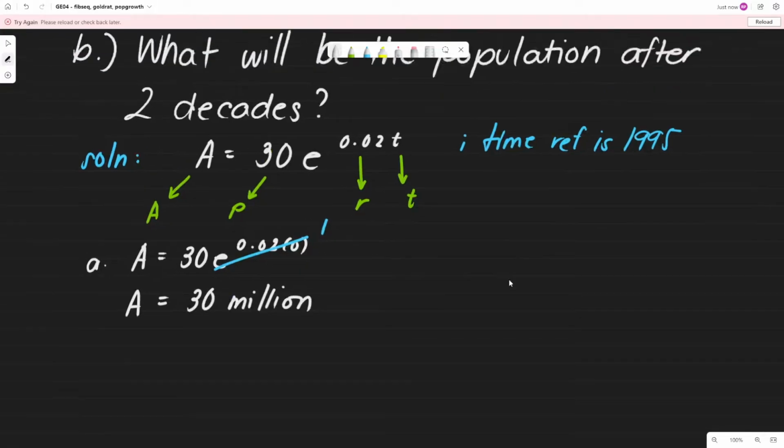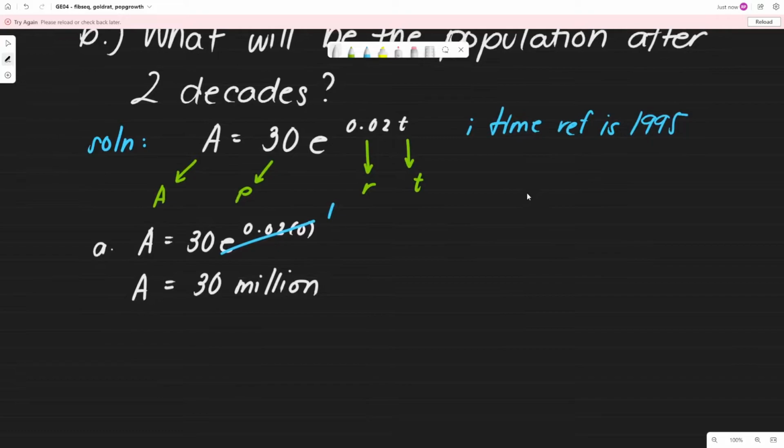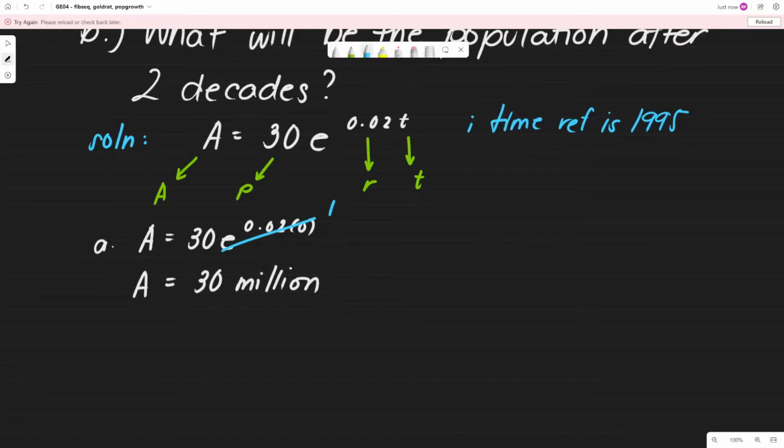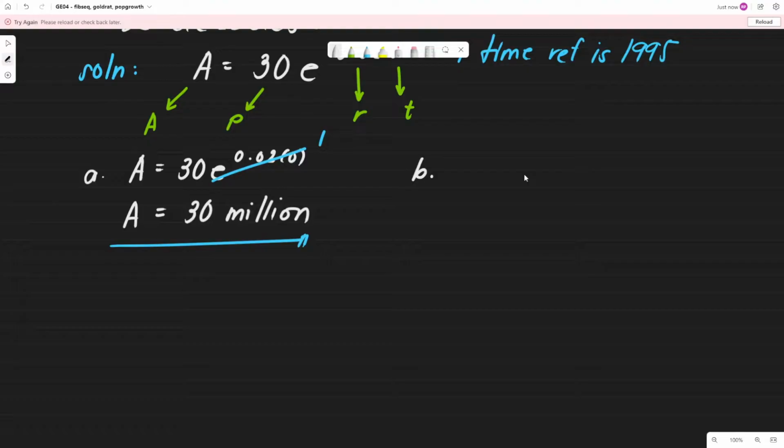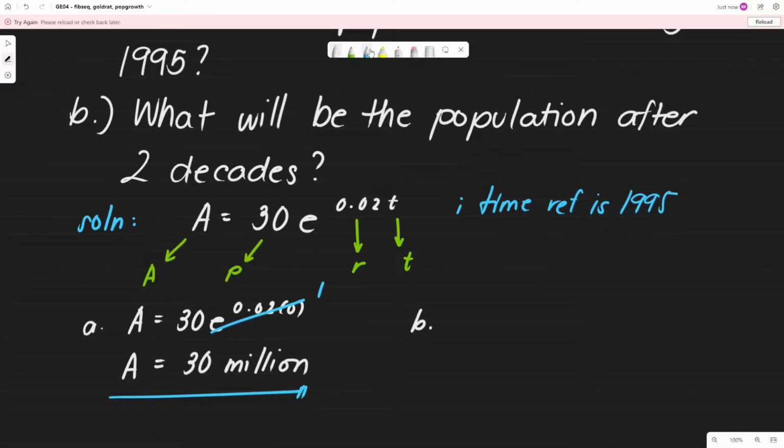Okay? So 30 million. This is for letter A. How about for letter B? So for letter B, what will be the population after 2 decades? We're going to use the 2 decades because it says "after" here. This is our main clue word: after 1995, meaning 2 decades after 1995, what is the population?